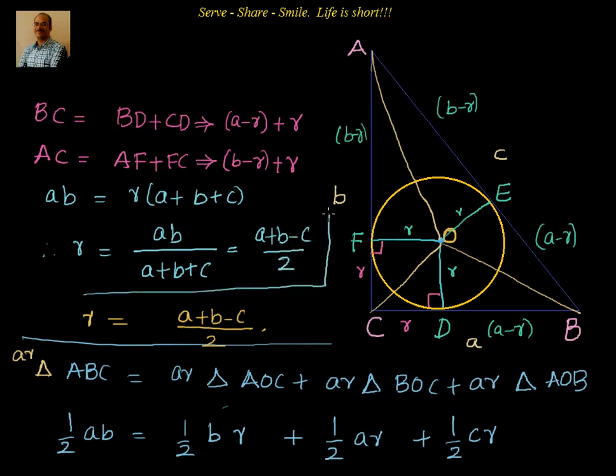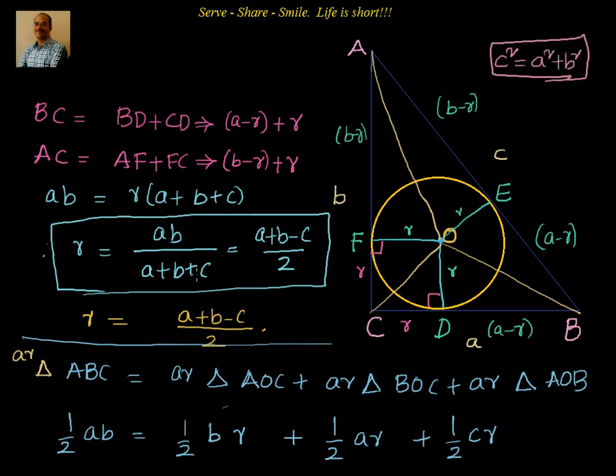Both of them are correct. You can cross check why both of them are equal, because it's a right angle triangle. We have C square equal to A square plus B square. So leveraging that, we can express R in two ways, either AB by A plus B plus C or A plus B minus C divided by 2.